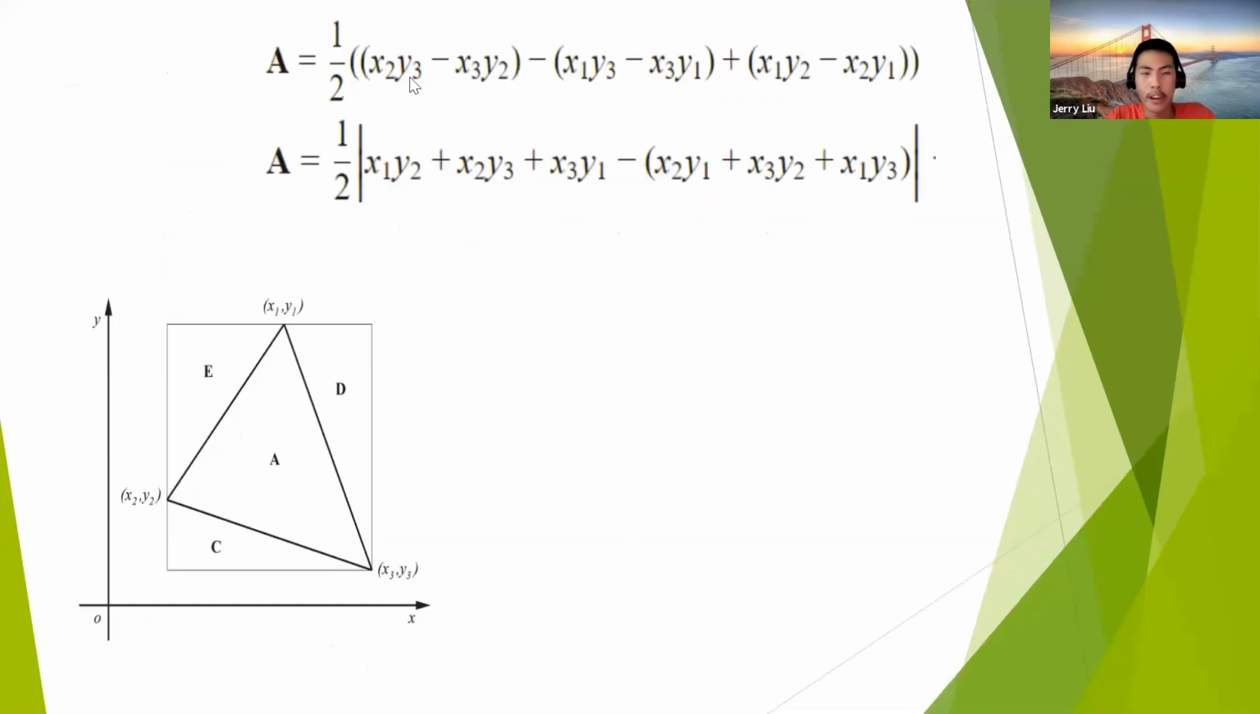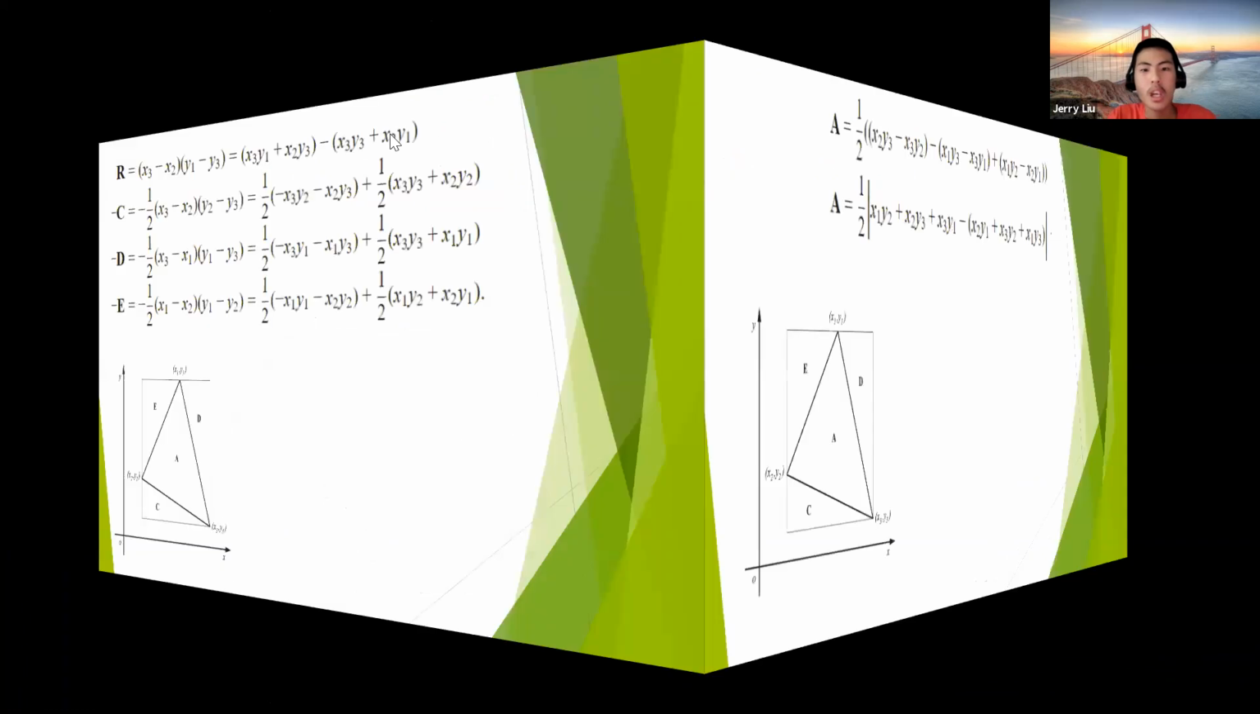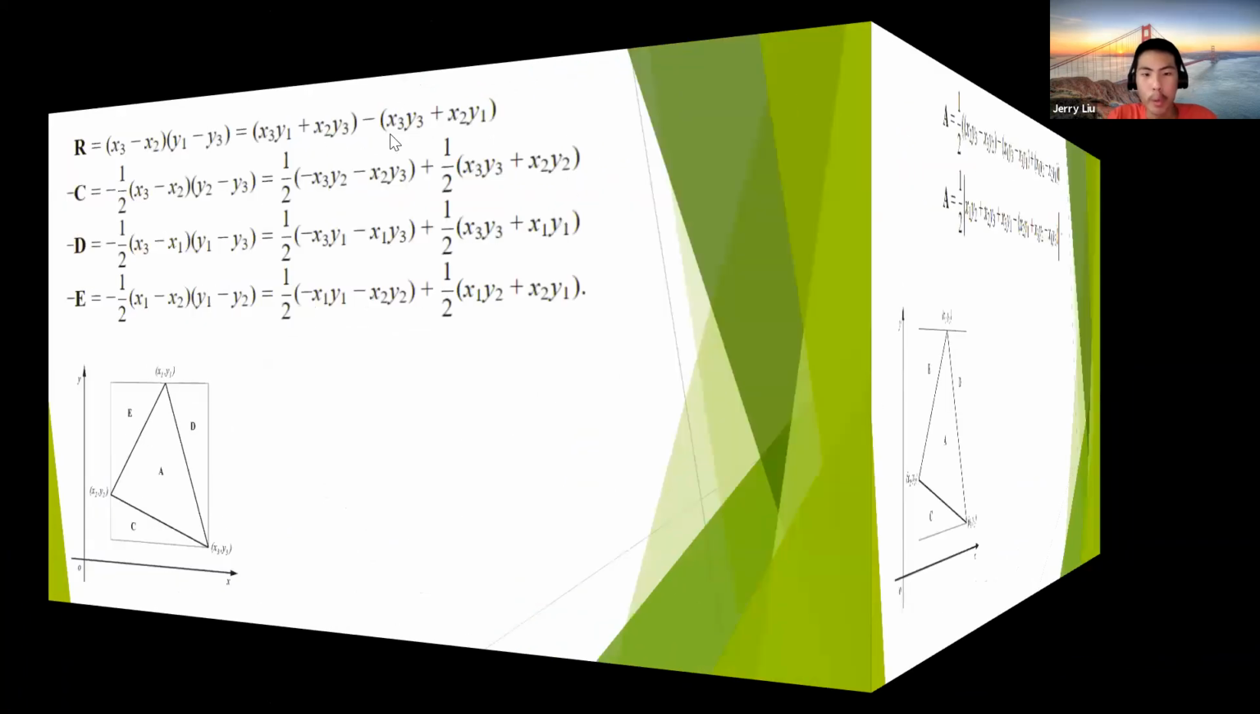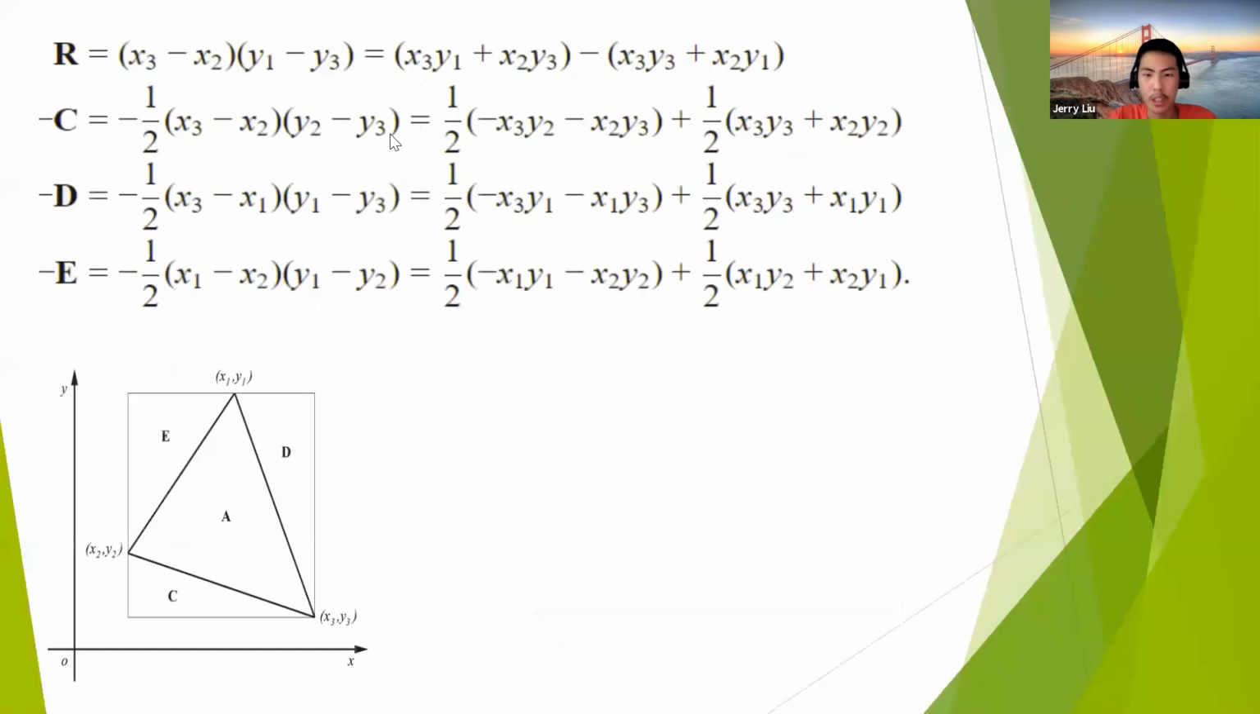So we will figure out that A is equal to 1/2 of x2 y3 minus x3 y2, then minus x1 y3 plus x3 y1 plus x1 y2 minus x2 y1. This might seem like a big jump, but it's all due to simplifying and canceling terms. So if we go back to our previous slide, we can just find each of these terms.